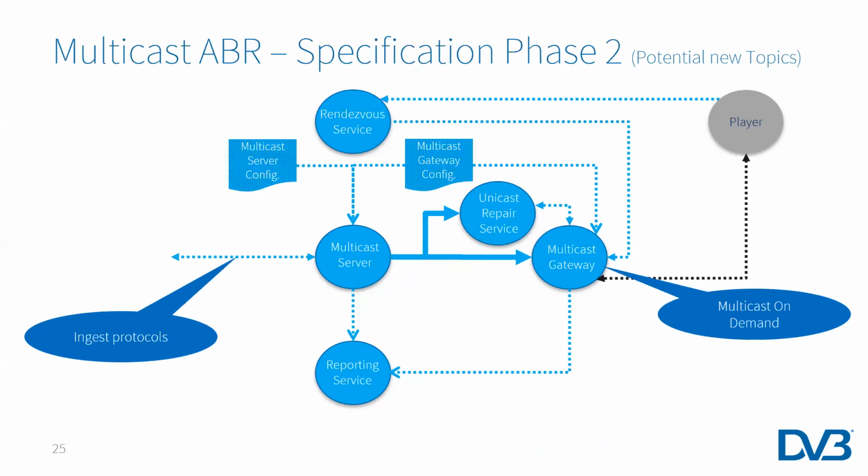In phase 2, we'll maybe work on new topics. This is not validated yet, it's just for your information. There are two important features from our perspective. One is about ingest protocols. We didn't specify or recommend anything, maybe we could be more restrictive here. On the other side, on the multicast gateway, we may specify the mode we call multicast on demand, where dynamically the system could switch between unicast and multicast on demand, based on multiple criteria.